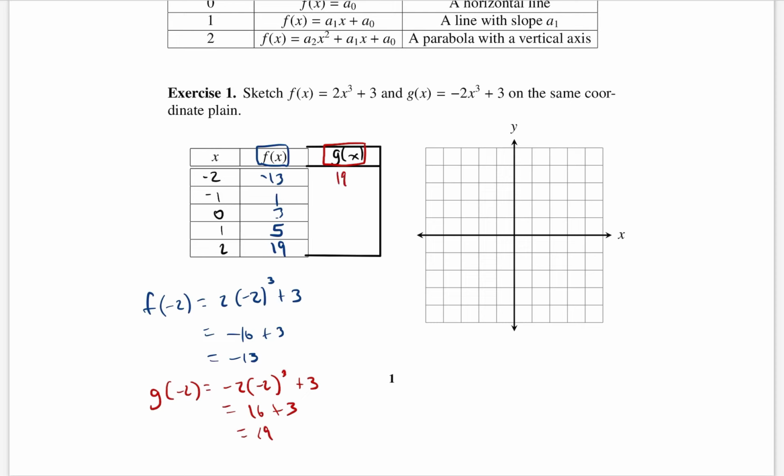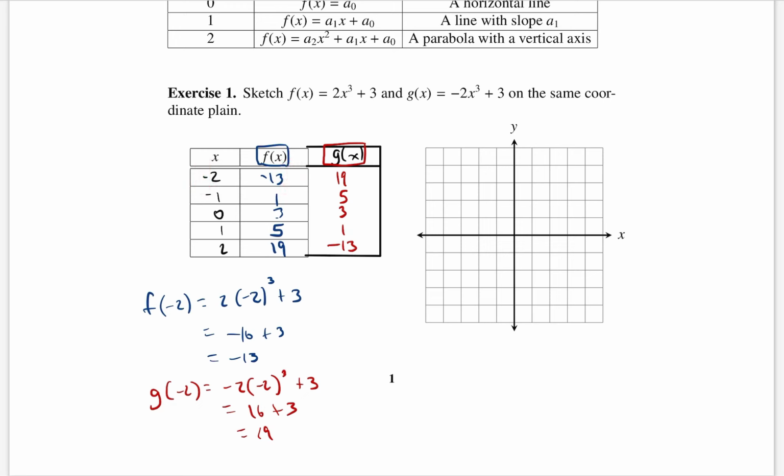And if you plug in the rest of the x values into the g function, you should get 5 for the next one, 3, then 1, and then negative 13. So now we can plot these points. Let's graph the f function first. The first ordered pair would be negative 2 comma negative 13.